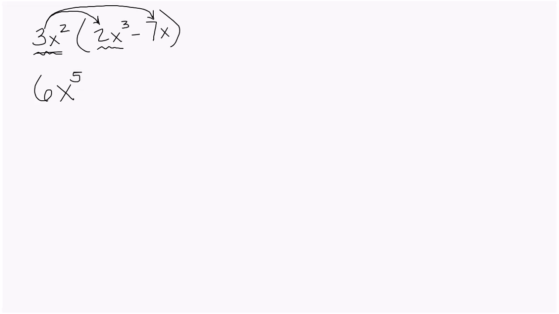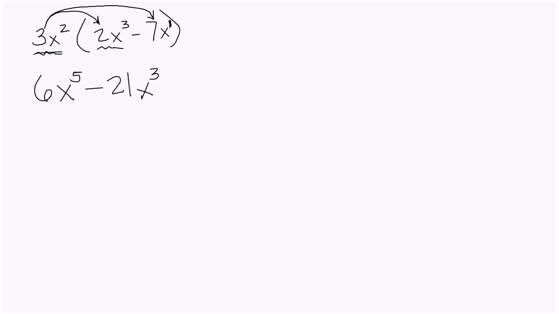And then we need to do the same thing, 3x squared times negative 7x. 3 times negative 7 gives us negative 21. And x squared times x to the power of 1, we're just going to add our exponents together, and we get negative 21x cubed. We're going to look and make sure this is the most reduced, simplest answer. Looking at these two terms, they're not like terms, so we can't combine them. So this is as far as we go. This is the simplified version of multiplying a monomial by a binomial.